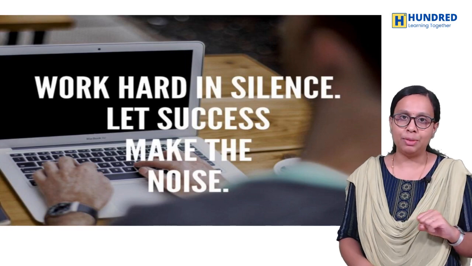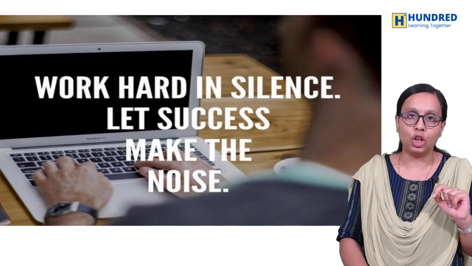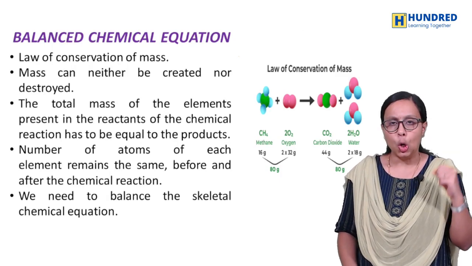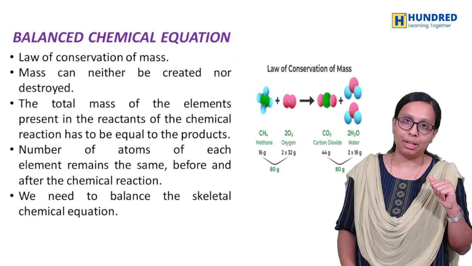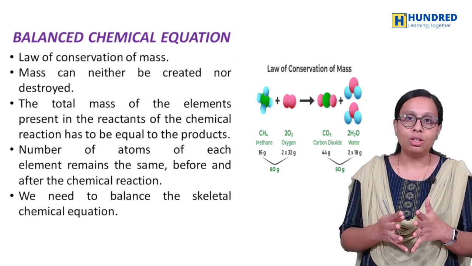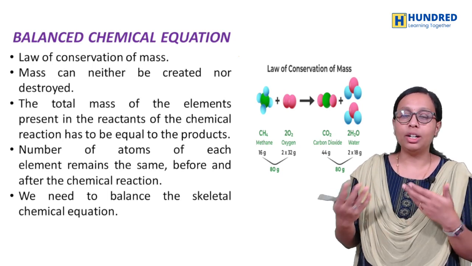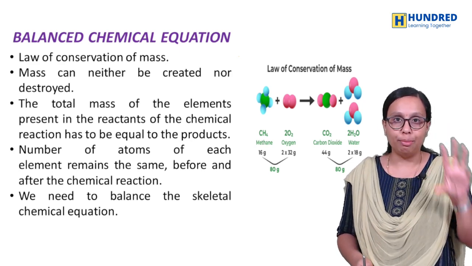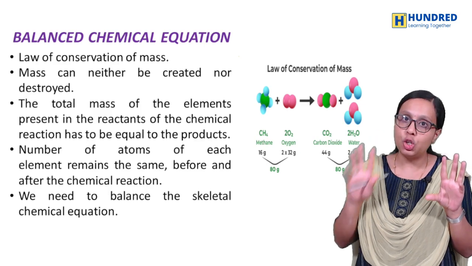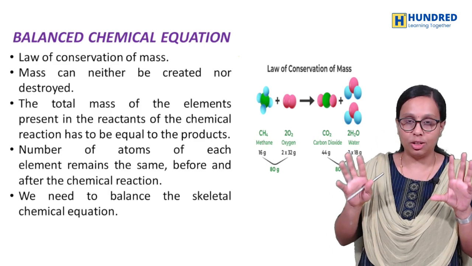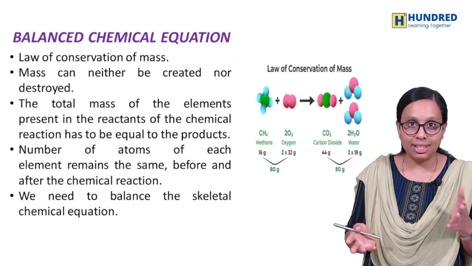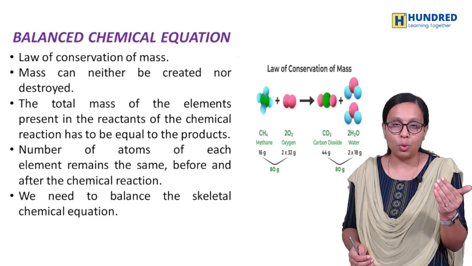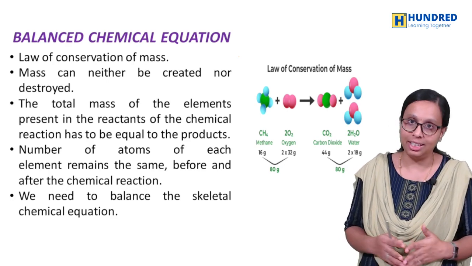In this chapter, you would have studied two main concepts. The first concept is balancing a chemical equation. What is the need to balance a chemical equation? According to the law of conservation of mass, we cannot create mass or destroy mass. So the total amount of mass present in the reactants should be present in the products also. If there is a difference in the number of atoms, it is called a skeletal chemical equation, and we should balance that chemical equation.